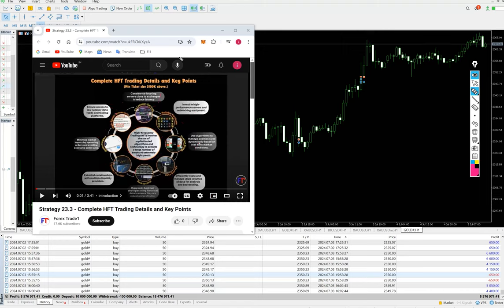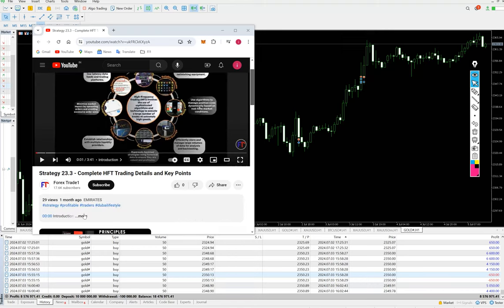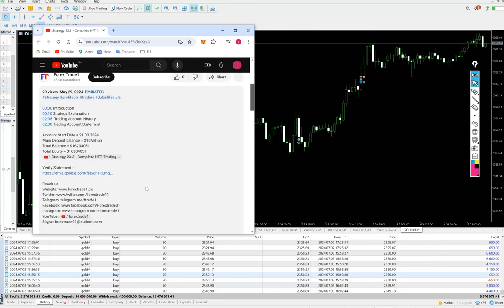And now we have made more than $2 million plus profit from the last update. You can see the previous updates on our channel. The account start date is 21st of March 2024. The initial deposit balance was $10 million, and the total balance was almost $16.2 million when the first update was given on the 29th of May. Now currently more than $2.1 million of profit is booked.